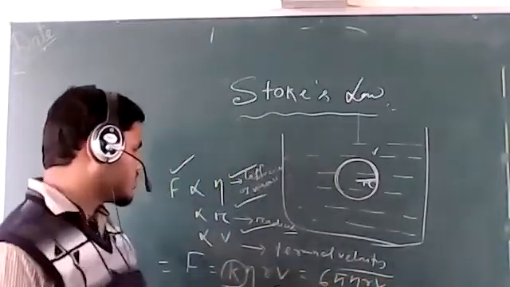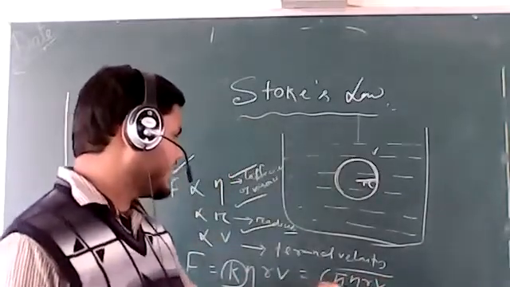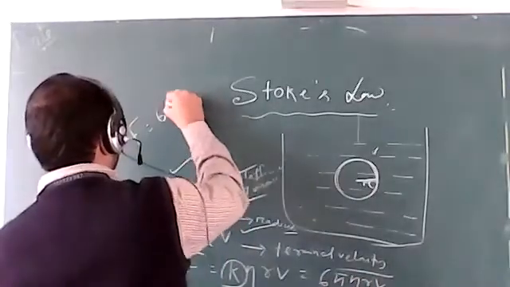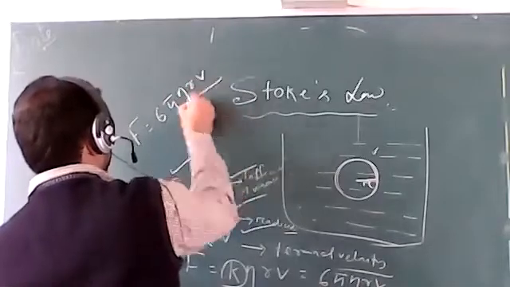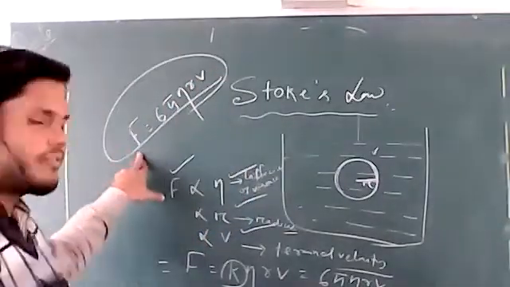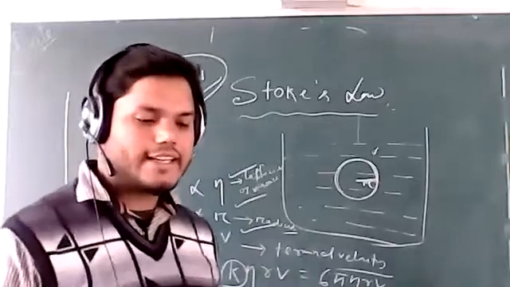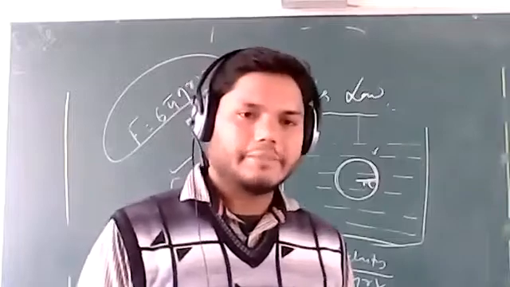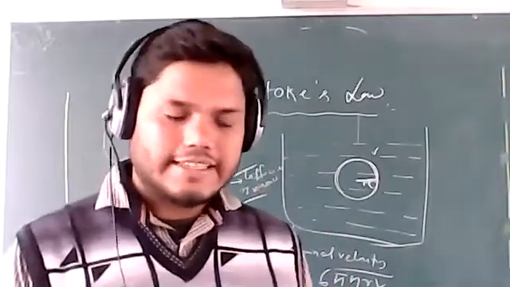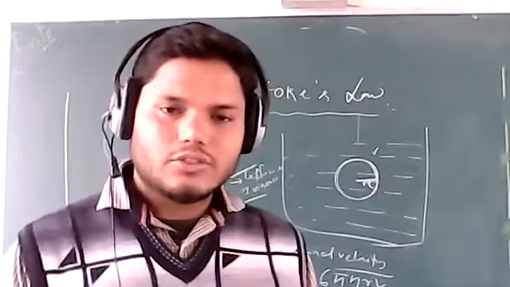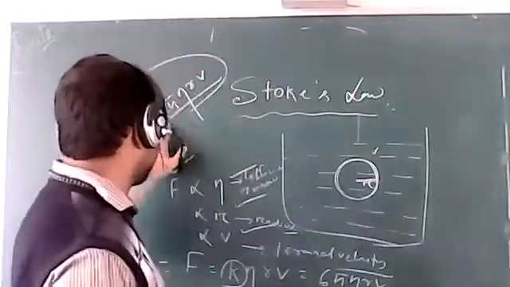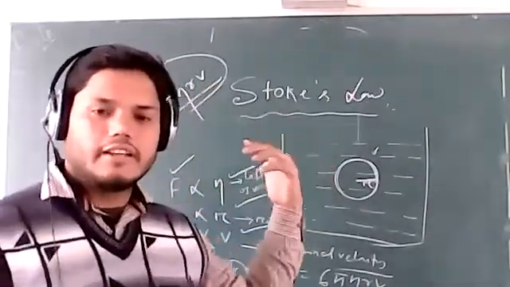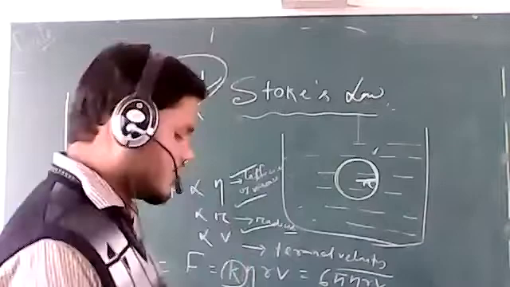This is the Stokes law: F equals 6 pi eta r v. This is the law given by Stokes. The viscous force acting on the sphere will be F equal to 6 pi eta r v. Here 6 pi is a constant, and it is found experimentally. Dimensionally also you can prove this law. So this is Stokes law.